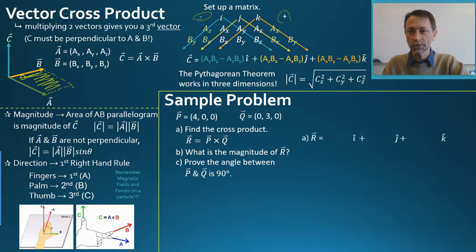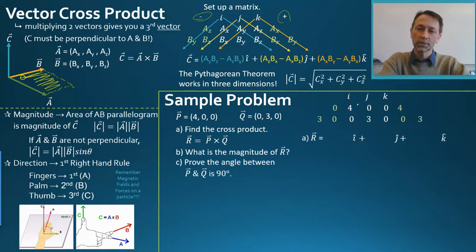The first thing we're going to do is find the IJK of that cross product. We're going to set up a matrix: IJK, or you could do XYZ, then 4, 0, 0, and 0, 3, 0. Again, we're going to extend to the side following our pattern. So 4, 0, 0, 4, and if I work backwards, 0, 0, 4, 0. Same thing for the bottom row, 0, 3, 0, 3, 0, 0, 3. And now I can cross.